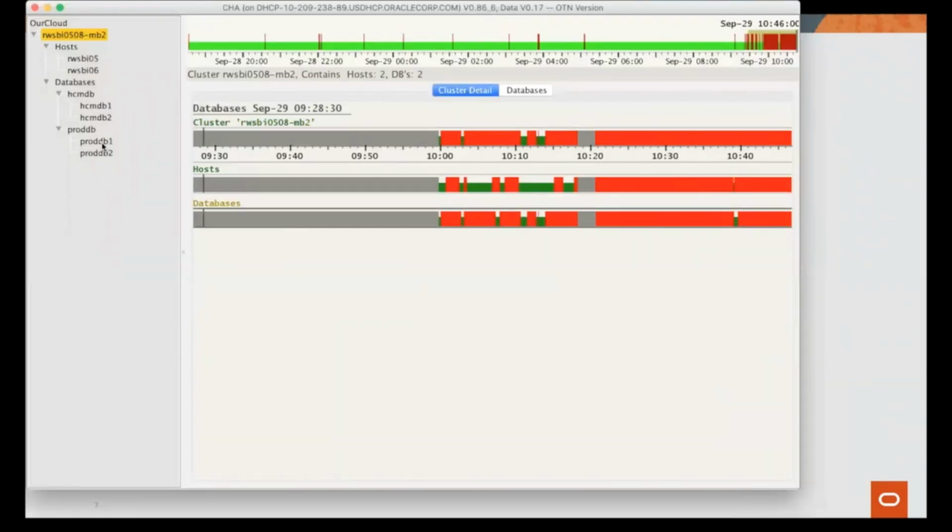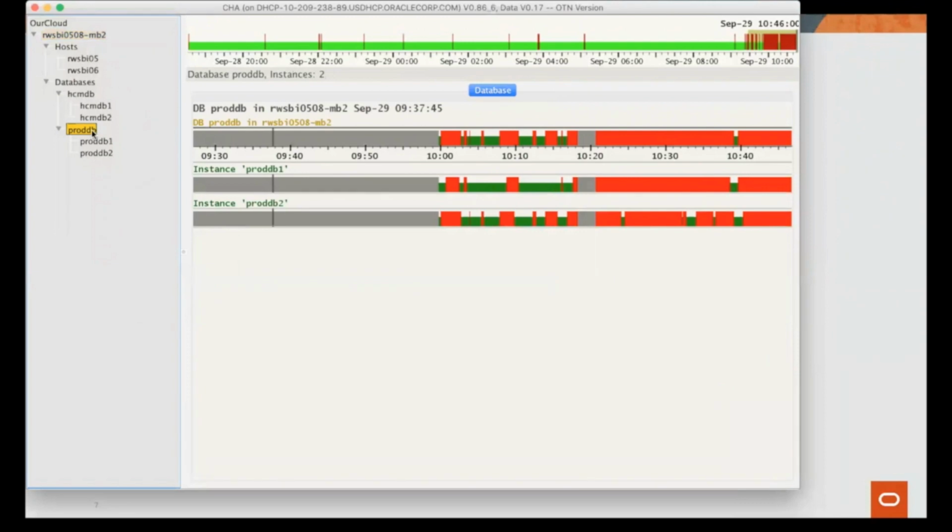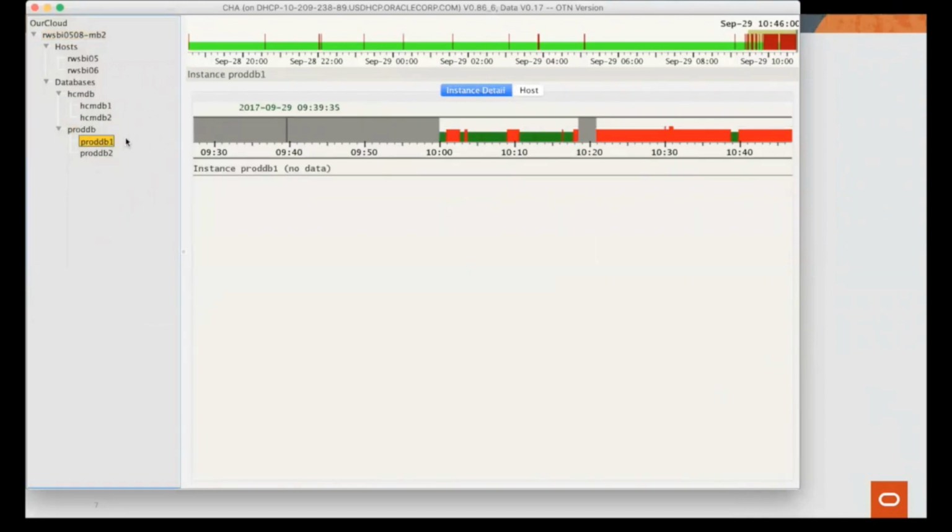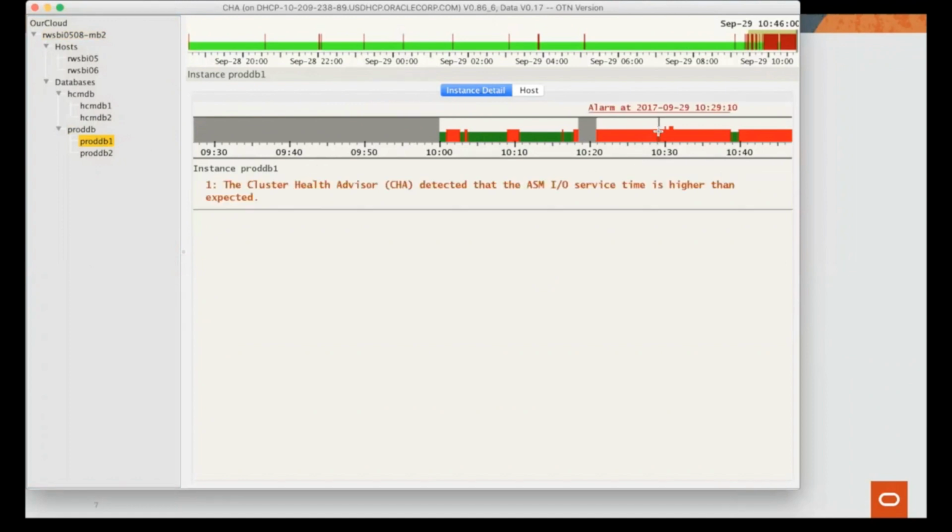Okay, so go to prod. So that we go to the databases. Yeah, then we see there are some red bars on the lower timeline. Could you select the ProdDB1, for example? Okay. So now we see there is a little bit higher bar at the timestamp 10:30. Maybe you click on that.